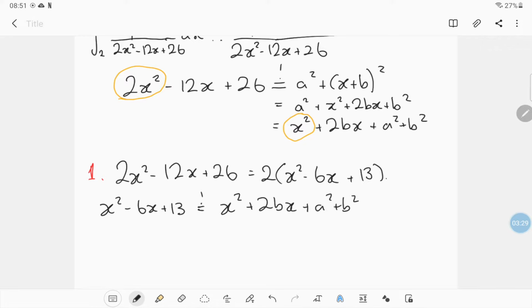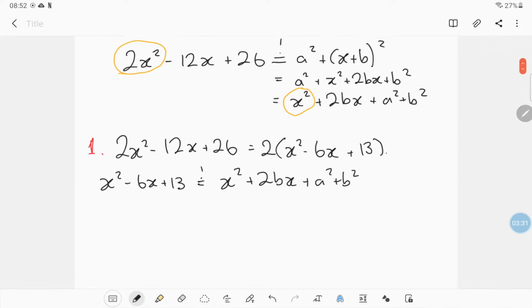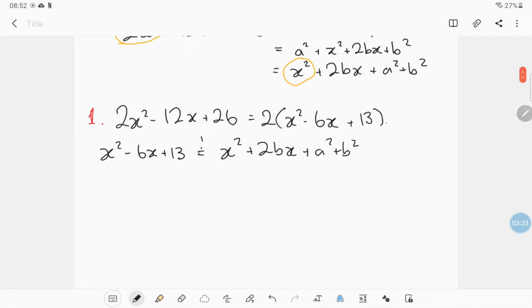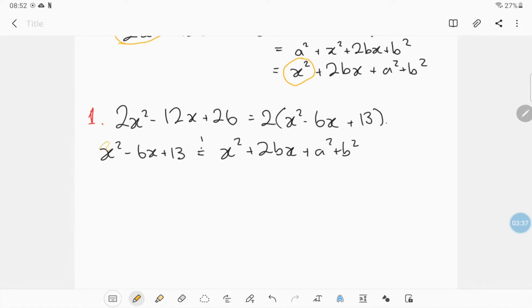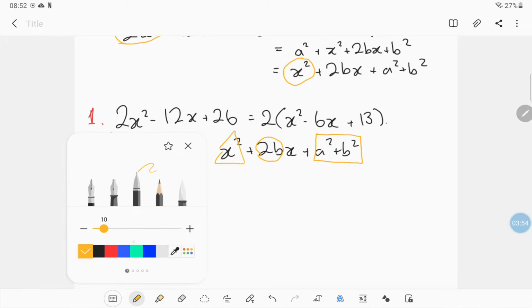I think I'm not going to bother actually calculating the integral. I'm just going to do the antiderivative. So now we have that the x squareds match, which is good. Now what about the b's, or should I say the x's? So I got minus 6 here and 2b here. I want those equal. And the constants, I've got 13 and a squared plus b squared.